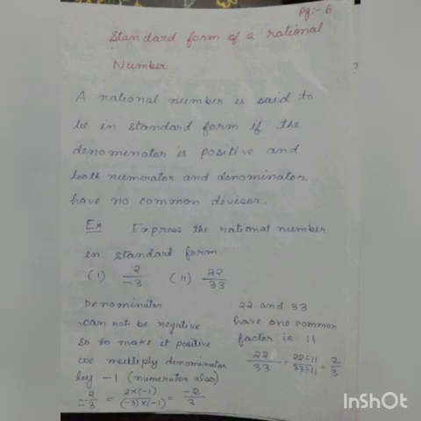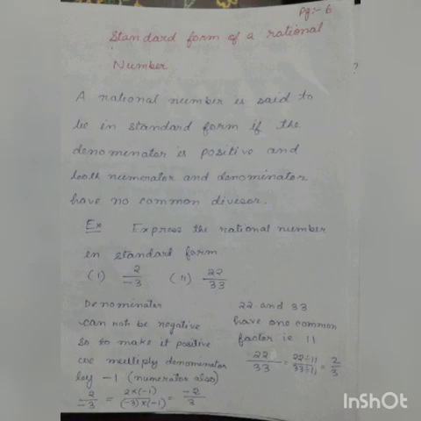Another example I have discussed here is 22 by 33. 22 and 33 have one common factor, that is 11. So to get the standard form, we have to divide the numerator and denominator, 22 and 33, by 11. That will give us 2 by 3. So the standard form for 22 by 33 is 2 by 3.